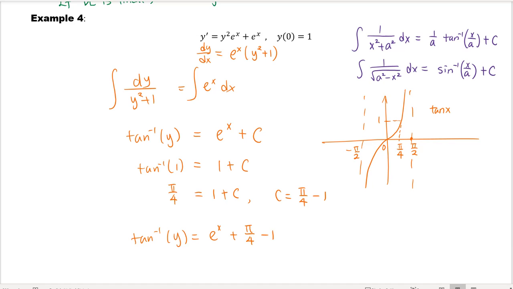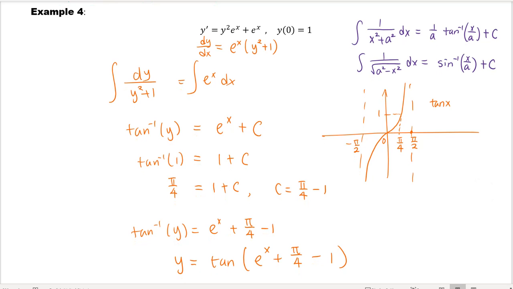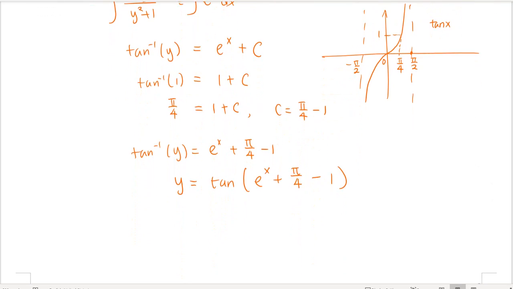Oh, we can actually solve for y. We can apply tangent on both sides, then tangent and arctangent cancel. Then we have y equals tangent of e to the x plus pi over 4 minus 1 on the right-hand side. So far so good, everyone? Sometimes if you are able to solve for y, please do it. Alright, let's continue.